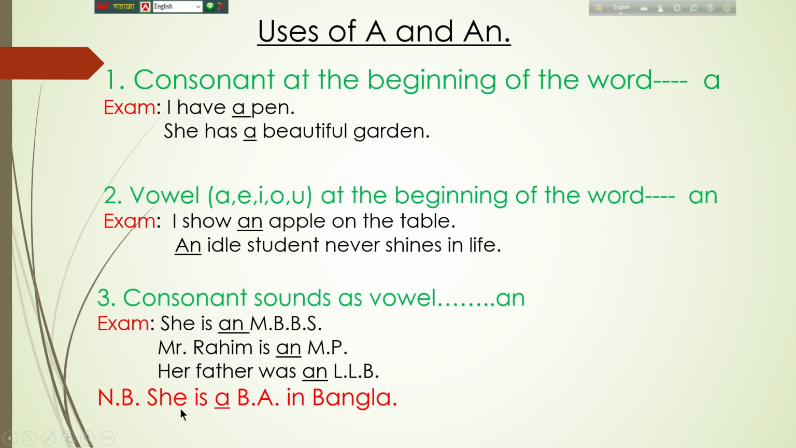But let's see the next example. She is a BA in Bangla. BA: B is a consonant and sounds like a consonant. For that reason, we use a here, not an. I think you are clear.